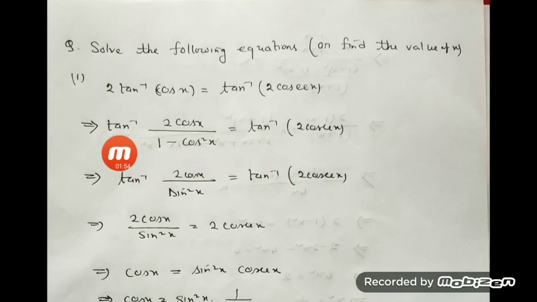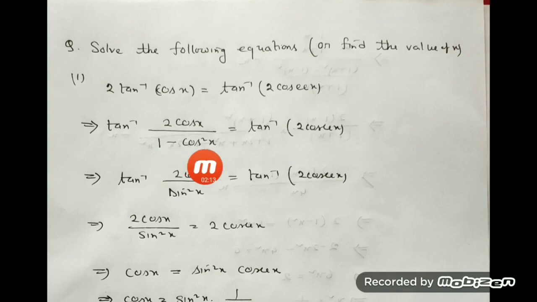So tan inverse means twice x. So your x is cos x: 2 cos x over 1 minus x square, so 1 minus cos square x. Keep the right side as it is. Okay, then do the simplification. Tan inverse of 2 cos x.